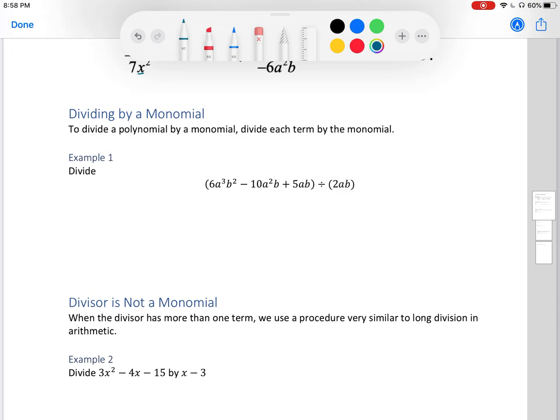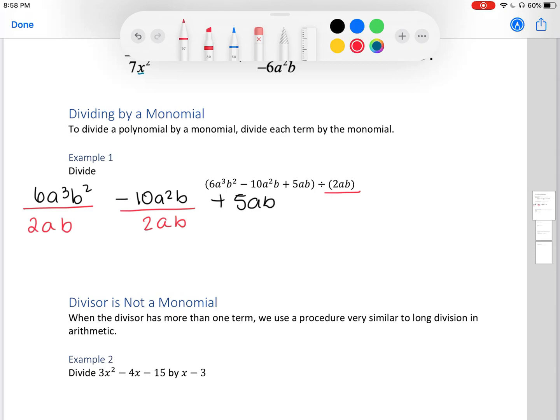So to divide by a monomial, divide each term by the monomial. Let's go ahead and write this. We have 6a cubed b squared, and we're going to divide by a monomial of 2ab. Then we have minus 10a squared b, and we'll divide by that 2ab. Then we have plus 5ab divided by 2ab. So what is our answer?